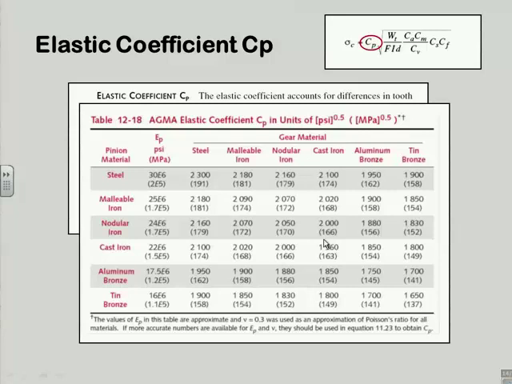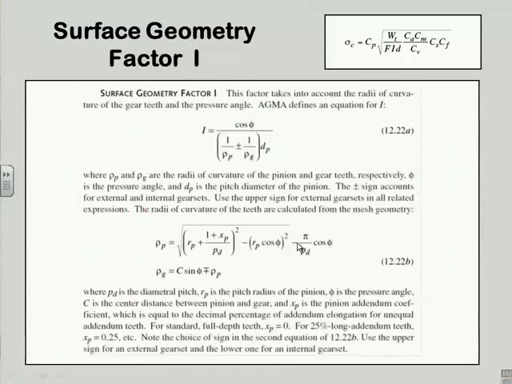Likewise, steel against bronze. If you're in a marine environment, you might have bronze on bronze, or you might have stainless steel on bronze, or something like that to counteract the corrosion problem. So again, I can either calculate the Cp, or I can go to this table and grab one of these numbers for the particular combination of materials I have. And that brings us to the surface geometry factor I, which is sort of filling in the role of the J for the bending conditions.